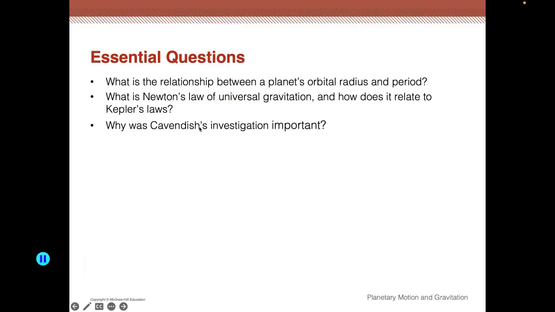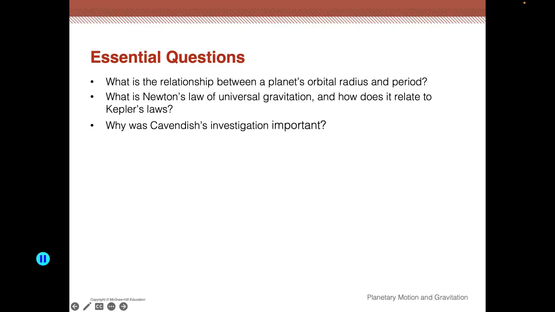Okay, so we are going to take notes over Chapter 7, Section 1, and the essential questions that we're answering in the section are: what is the relationship between a planet's orbital radius and period? What is Newton's law of universal gravitation and how does it relate to Kepler's laws? And why was Cavendish's investigation important?